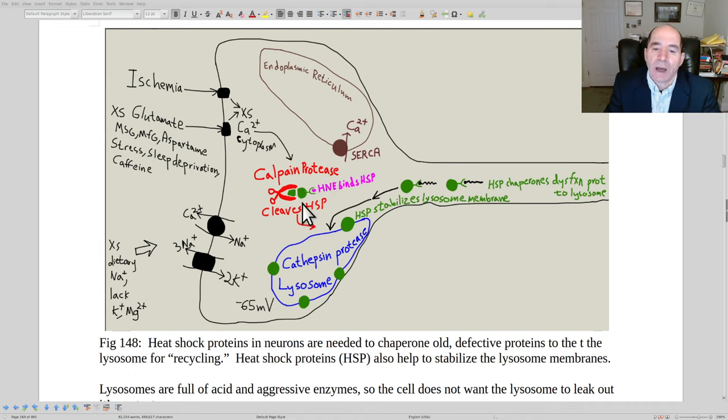So it will chop up the heat shock protein when it's bound to HNE, and now that's a disaster in the cell. It creates a cascade of problems whereby the heat shock proteins no longer can escort the proteins. They can't stabilize the lysosome. The lysosome breaks apart, cathepsin comes out, and it starts to just destroy things in the cell. The cell dies, goes into apoptosis. And this is the Tetsumori Yamashima calpain-cathepsin theory of neurodegeneration.